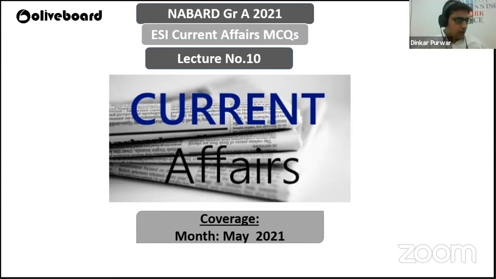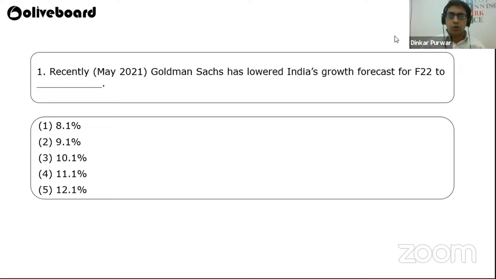Okay. So the first question for today is: recently in May 2021, Goldman Sachs has lowered Indian growth forecast for financial year 2022 to what percentage?